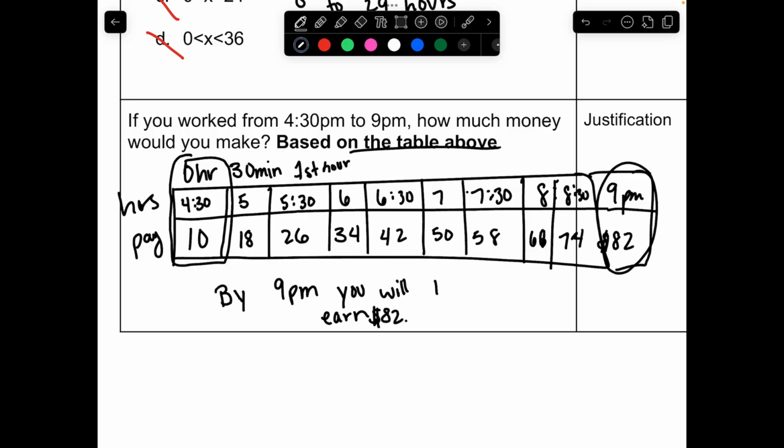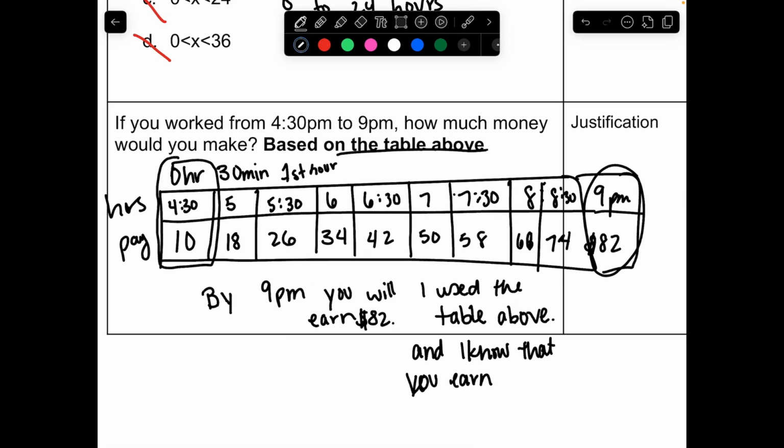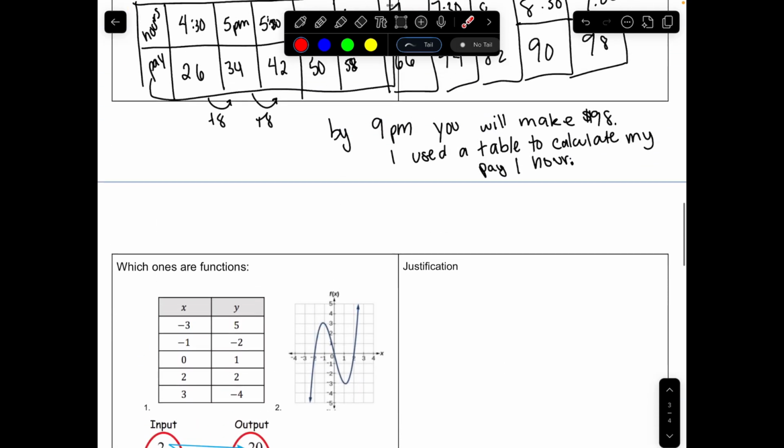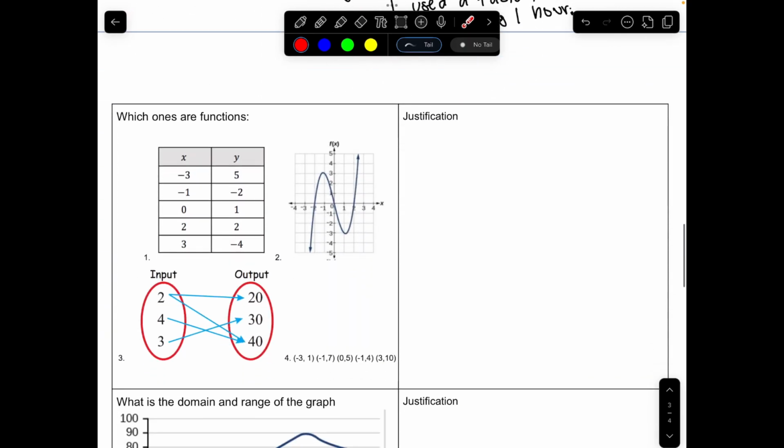Okay, so your explanation would be: I used the table above. There you go. And I know that you earn $10 at 0 hours. Okay, isn't that pretty cool? You get paid $10. Okay, so just to clarify, this 0.5 means we're at the 30-minute mark. So 1.5 means 1 hour and 30 minutes. Just to clarify.